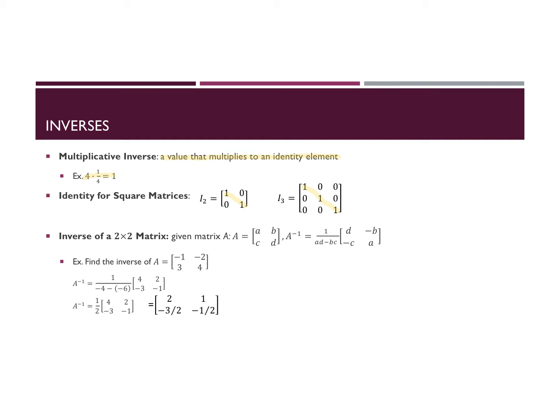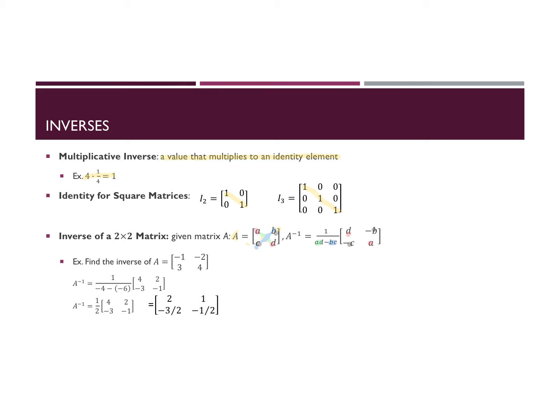And to find the inverse of a 2 by 2 matrix, if I have matrix A, then the inverse is, what we'll do is take the diagonal AD minus the diagonal BC. We'll put that underneath 1, and then notice what also happens. We will flip the position of A and D, and we will change the signs of B and C, and then it's scalar multiplication.